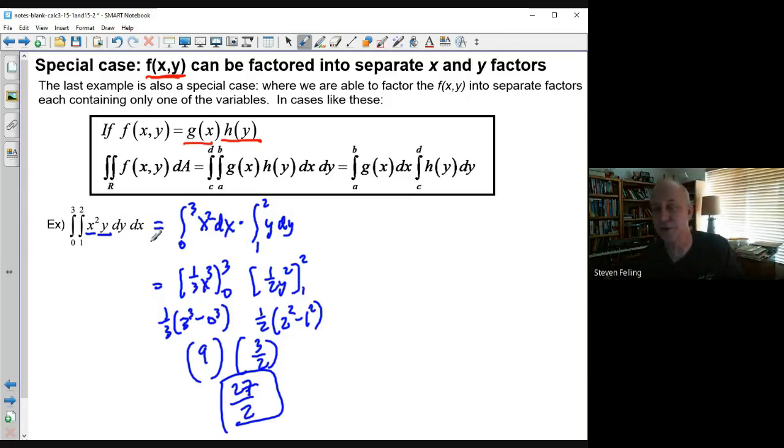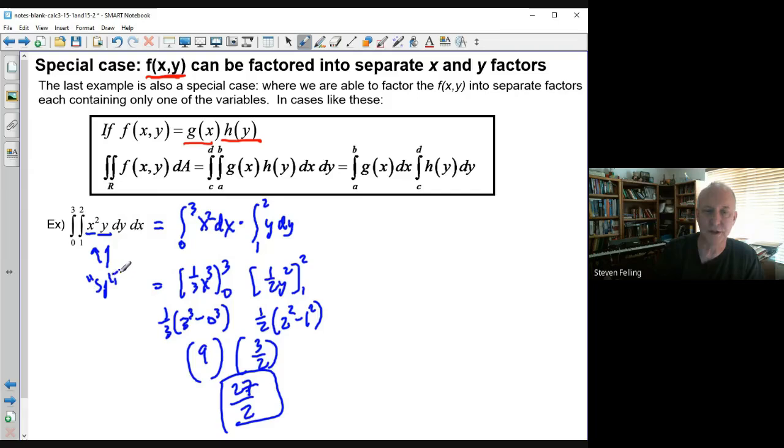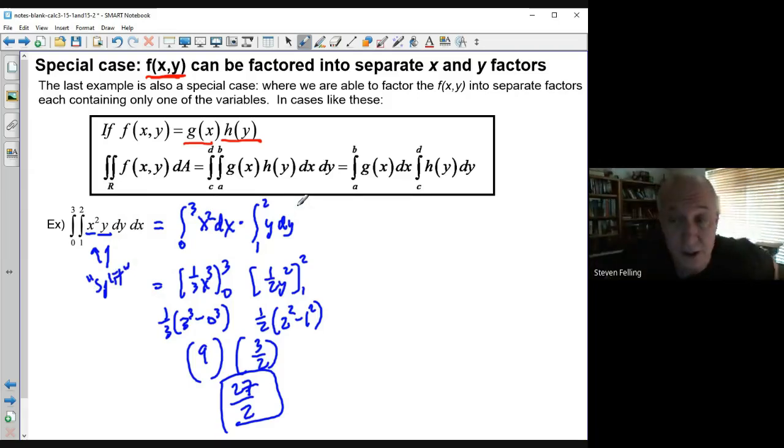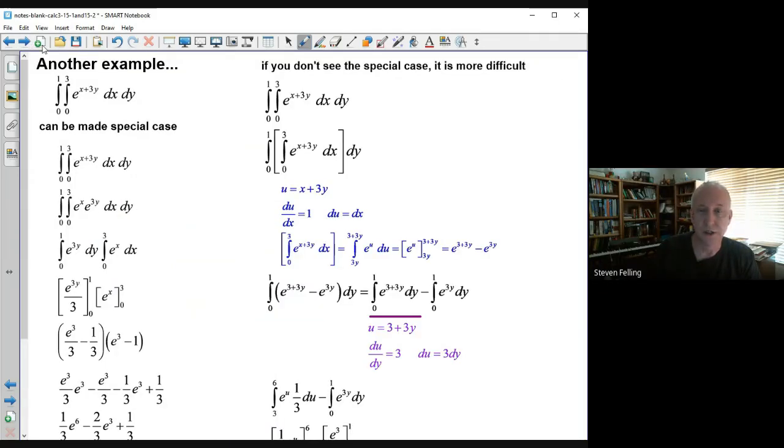which is even a little less writing and less work than the way we did it before. So you always want to be on the lookout for things that can be split. If you can split this, then you can do the integral separately, and especially later, that's going to turn out to be a real big time saver in some cases. Okay, but that is a special case, and we'll see examples with the special case and without. Okay, let's see another example.